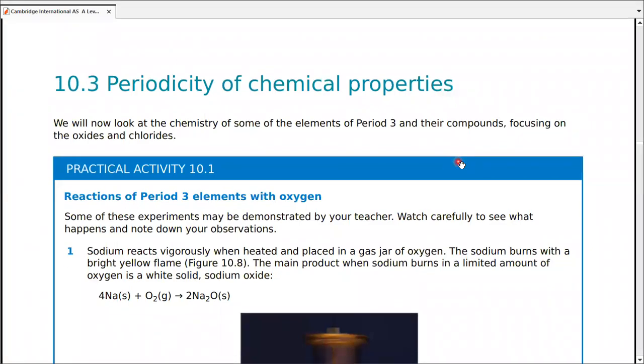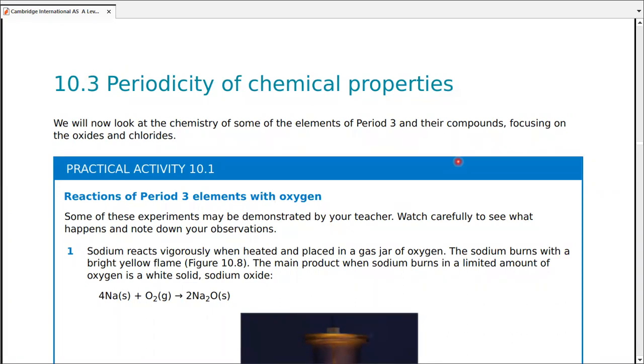So 10.3, periodicity of chemical properties. We need to look at the chemical properties. And the most important thing when it comes to chemical properties, as you might have also seen in IGCSE, are the formation of oxides or how those oxides behave, or the formation of chlorides or how those chlorides behave. Usually chlorides are something that we don't discuss at that point, but oxides is definitely something that we have discussed before. If you remember your IGCSE book, that was a part of acids and bases chapter.